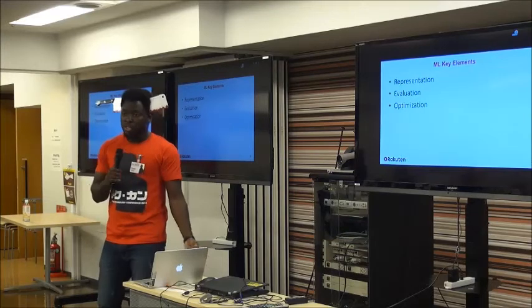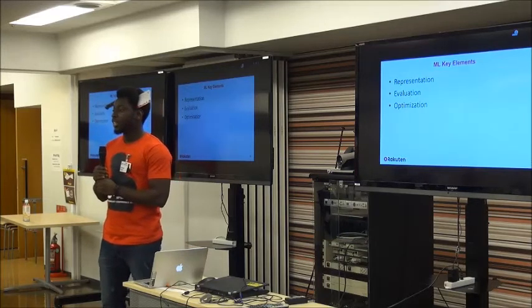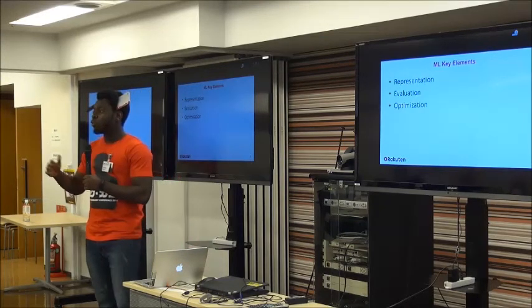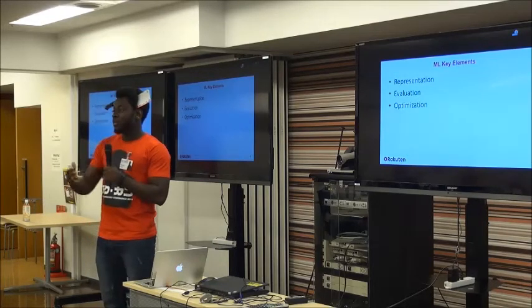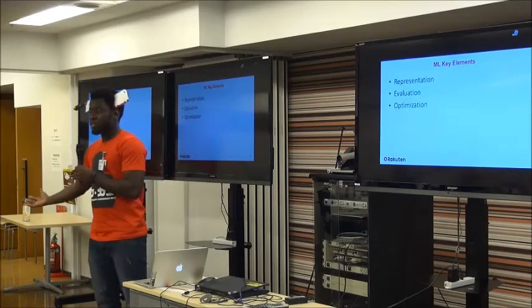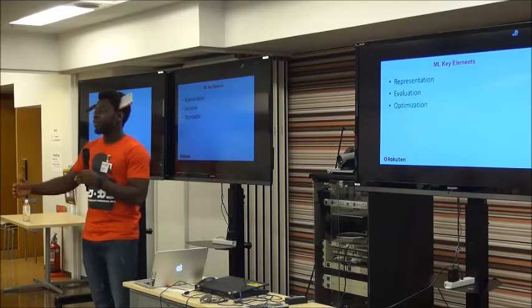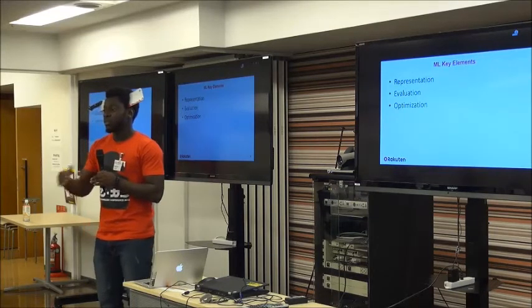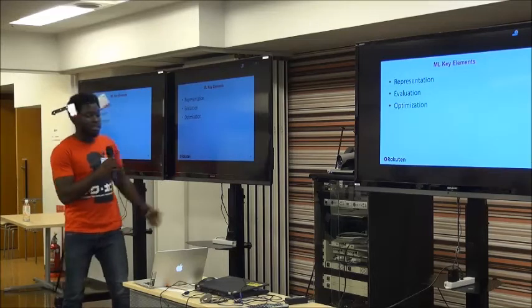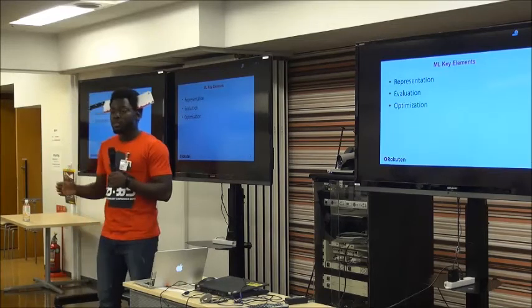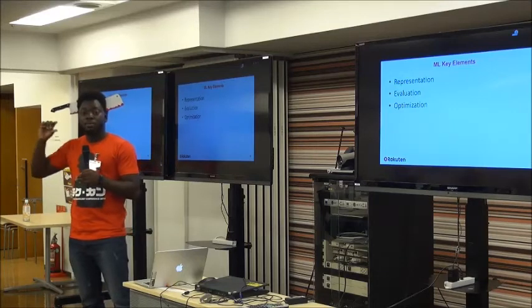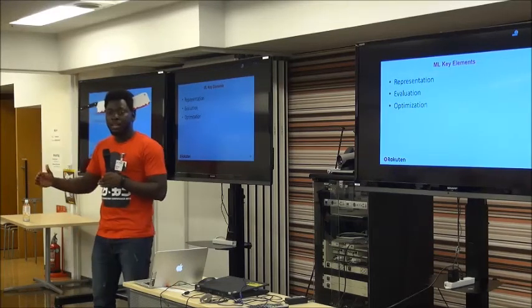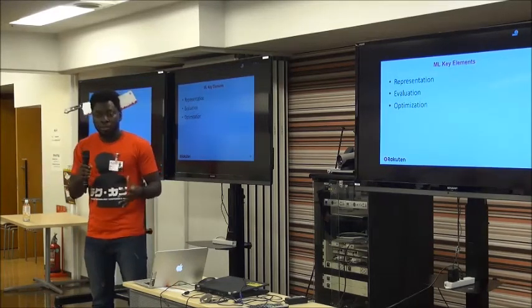Also, evaluation. Evaluation is checking how correct or wrong your system is. When it sees the inputs and tries to predict the outputs, it checks how far it is from the expected outputs. The next thing is optimization. Also, you want to correct. If I'm too far from the expected output, I try to back down a little bit and readjust.